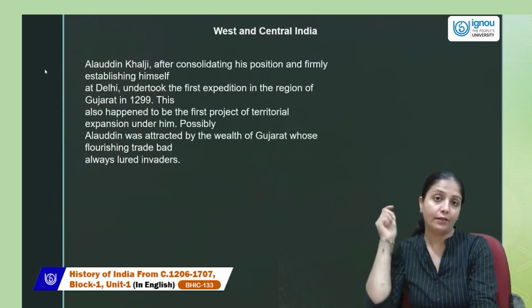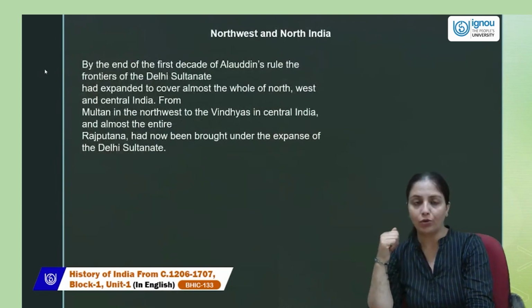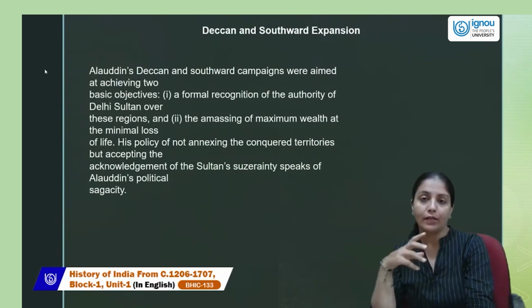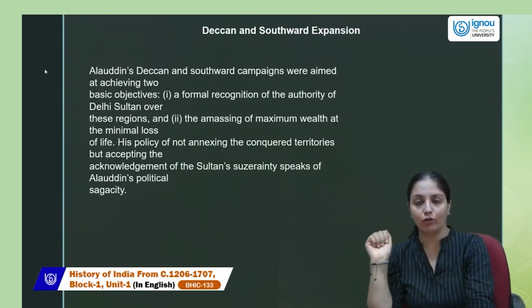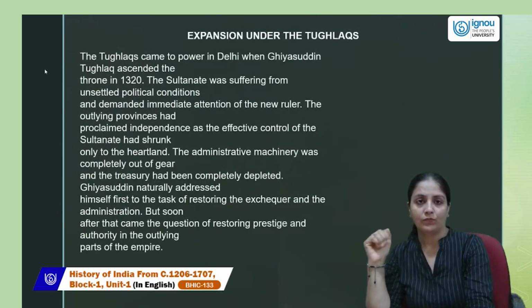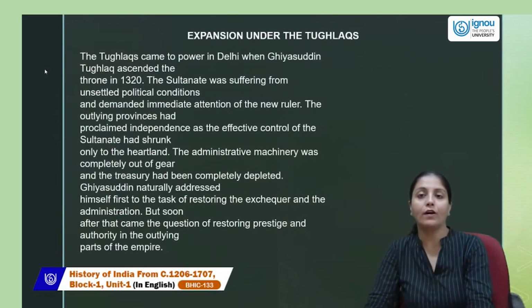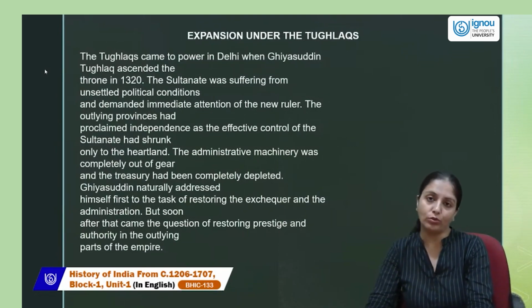How they controlled West and Central India, how they controlled Northwest and North India, how they controlled the Deccan area, because that was a very important and powerful area at that time. How they expanded towards the Deccan and southward also. How they expanded under the Tughlaqs. Because Muhammad bin Tughlaq, you have heard a lot of things related to Muhammad Tughlaq. We will study in our next units about Tughlaqs, Khaljis, Mughals, a lot of very important things related to history. We will study about these rulers in our next classes.